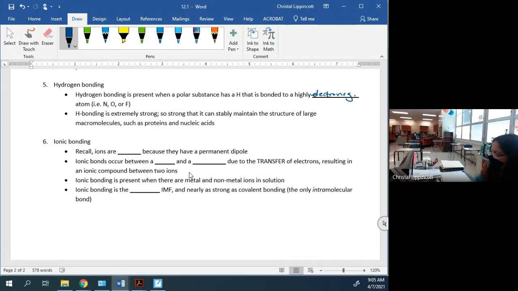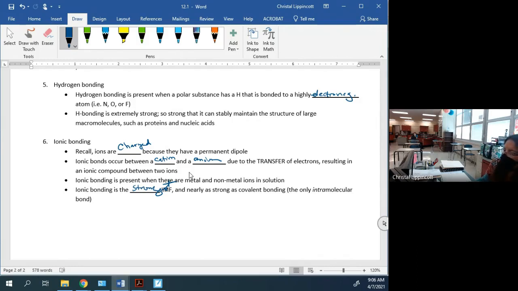Ions are charged. They have a permanent dipole. Ionic bonds occur between a cation and an anion due to the transfer of electrons. Ionic bonds are present between metals and nonmetals in solution, and ionic bonding is the strongest IMF. All right, any questions on that homework sheet?